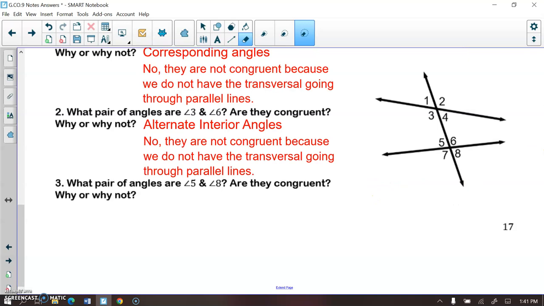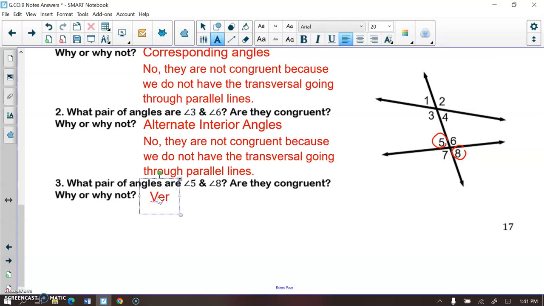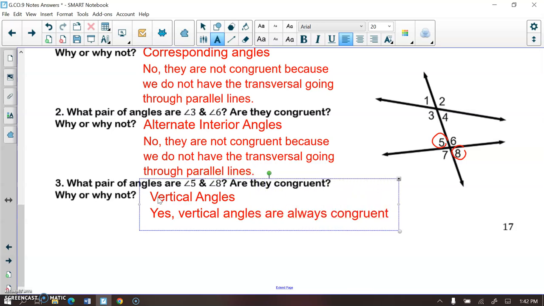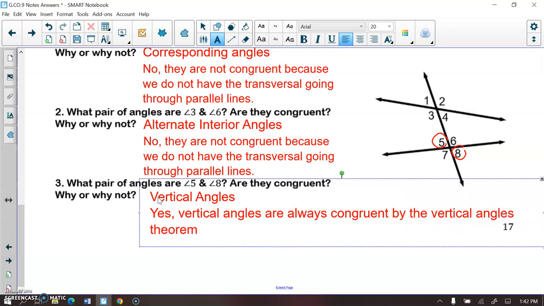And then 5 and 8. These are angles right across from each other. These are vertical angles. And vertical angles are always congruent. By the vertical angles theorem.